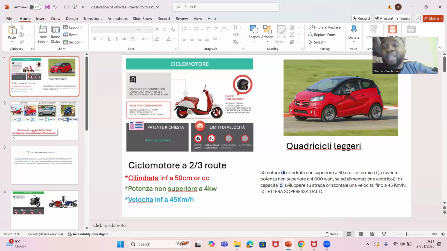Is it clear now? This particular ciclomotore that has 2 wheels or 3 wheels, its power is inferior, not even bigger than 4 kilowatts. Are you following me? Some books will not tell you 4 kilowatts, they will tell you 4,000 watts, because if you convert kilowatts to watts, 4 times 1,000 is 4,000 watts. Is it clear? Either you see 4 kW, or you see 4,000 W. Is it clear now?